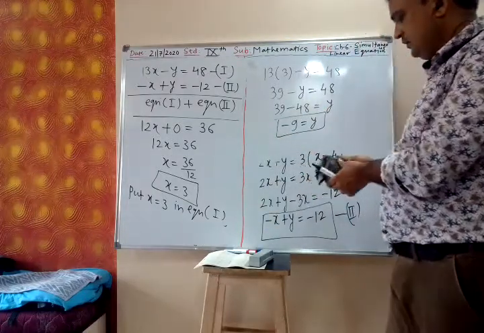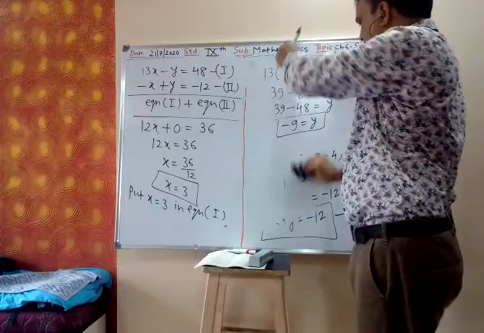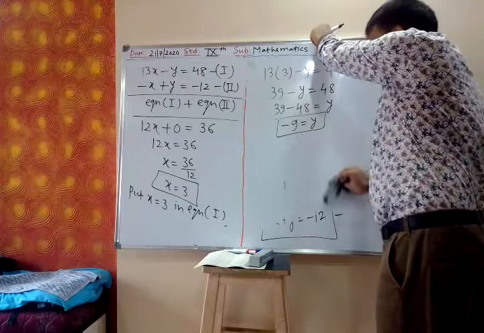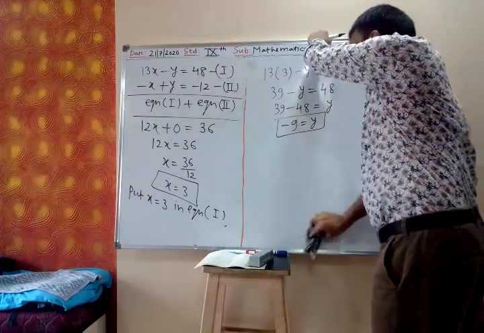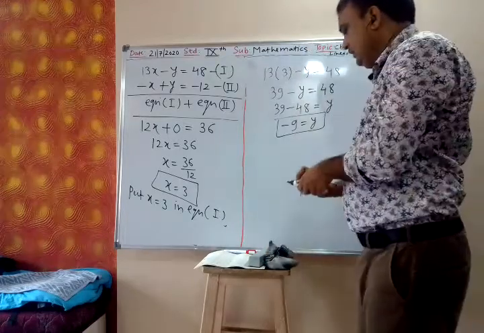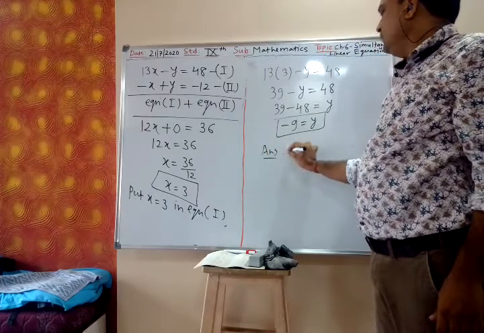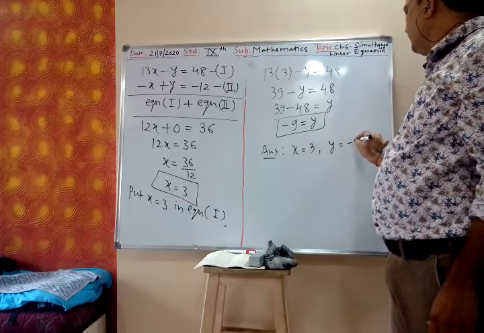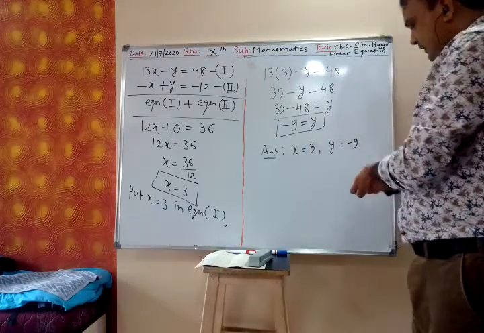Y is equal to minus 9. So we write the answer. X is 3. Answer is x is 3 and y is minus 9. So this completes question number 6.